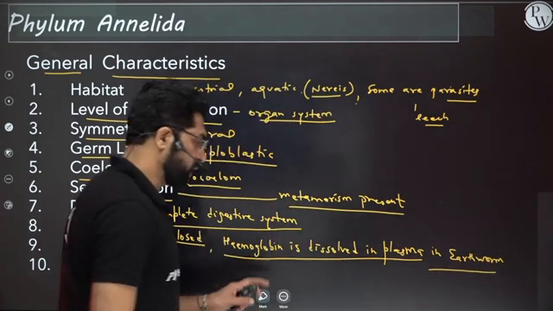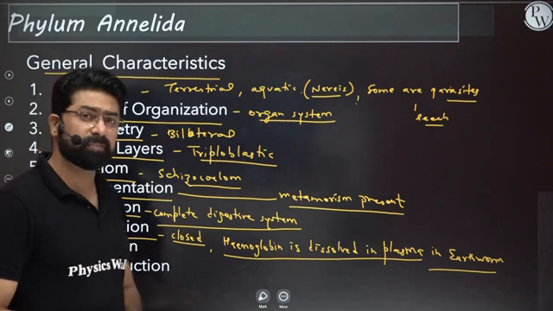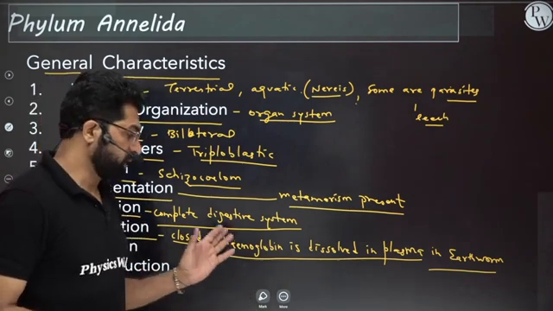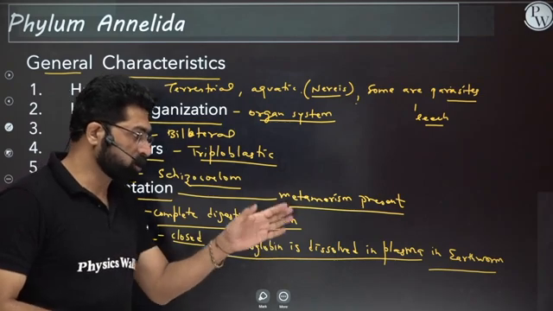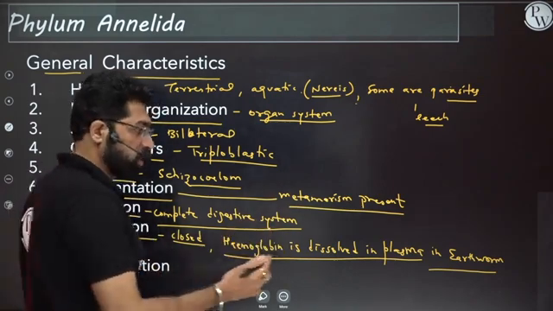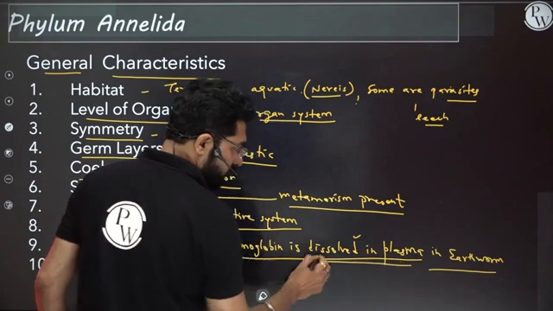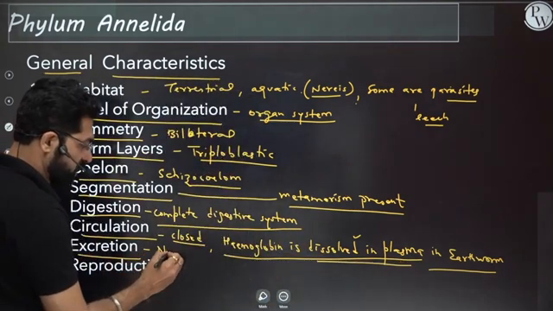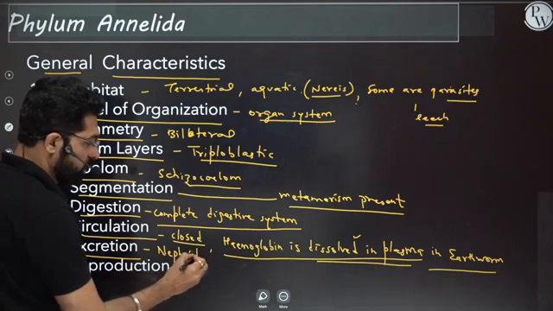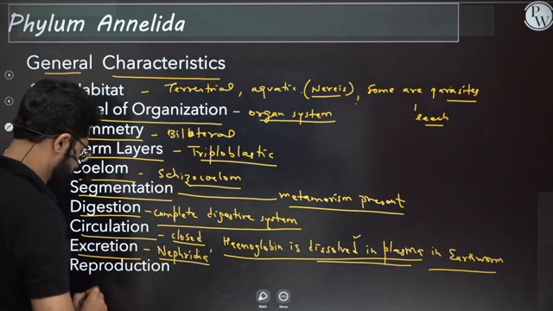The blood is red in color in earthworm. In some annelids it may be green or something, but in earthworm it is red. And the hemoglobin is not found in RBC, it is dissolved in plasma. Did you get it? Excretion is by nephridia. There are special structures called nephridia by which excretion takes place.